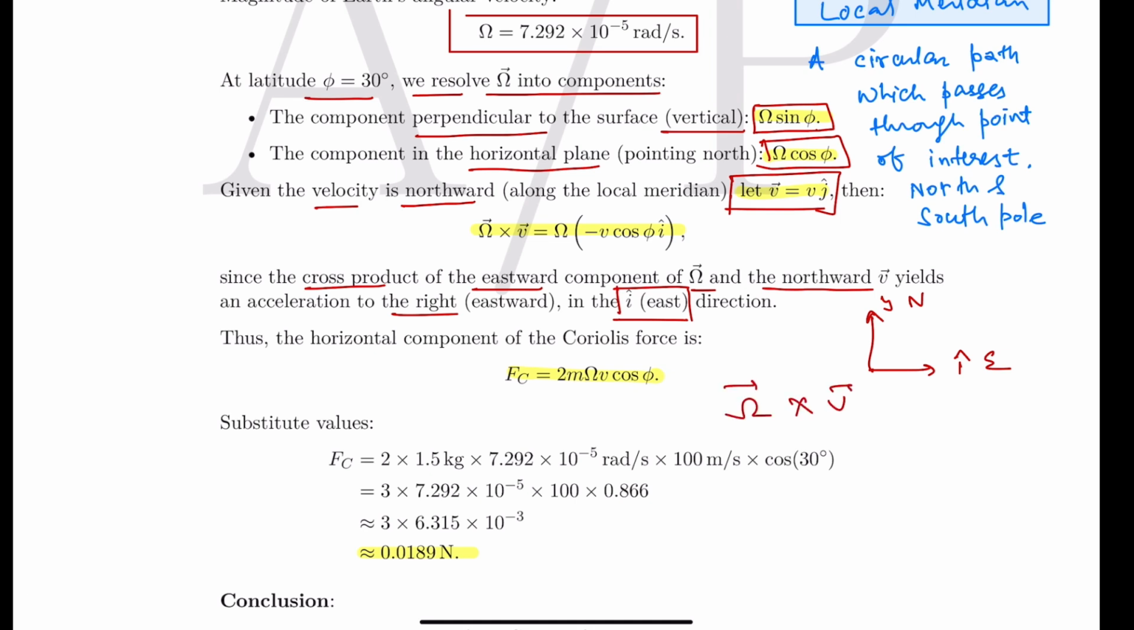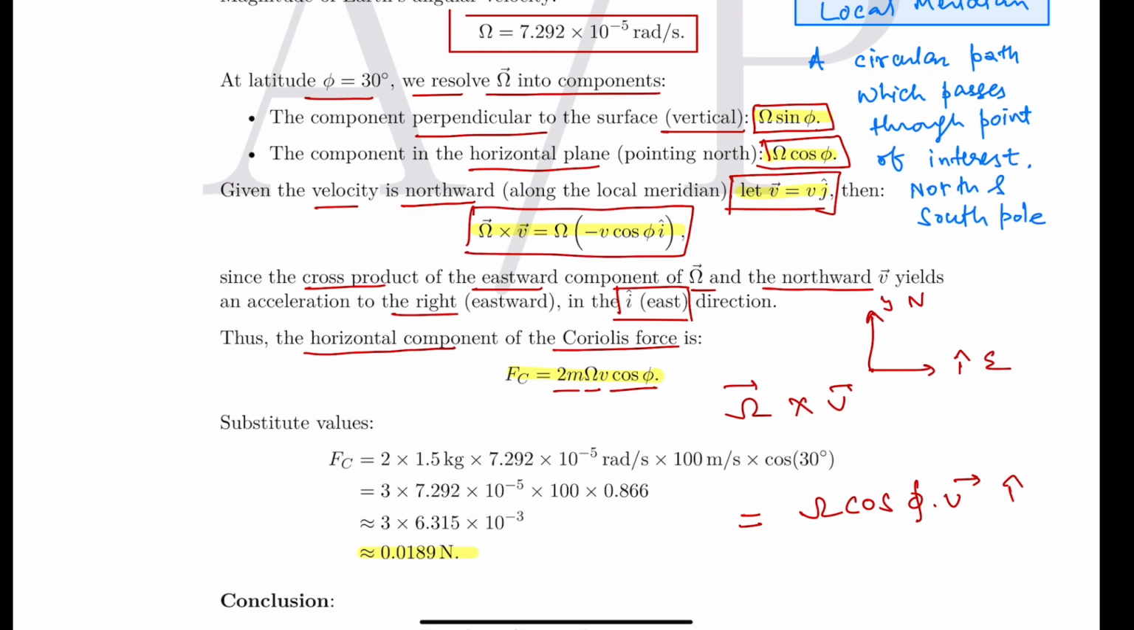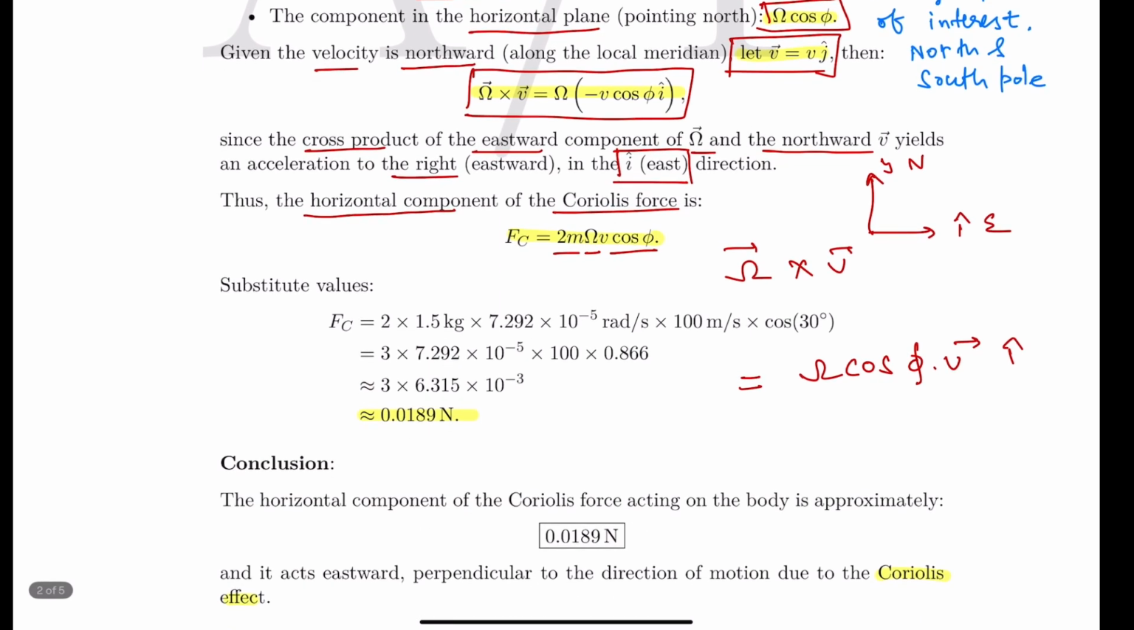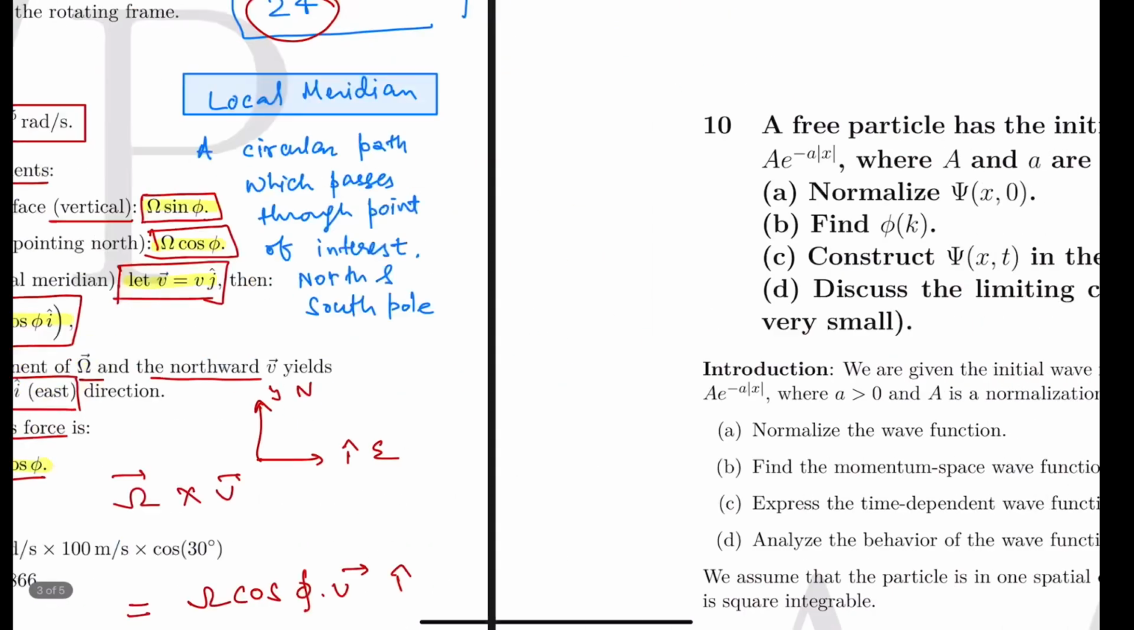The cross product says that we need to find omega cross v. This is simply omega cos psi, then v, and then the angle between them, which is 90 degrees, in the i cap direction. So the horizontal component of the Coriolis force is minus 2m omega v cos psi. We use this result to compute it. Now you just need to substitute the values, and it comes to 0.0189 Newton.